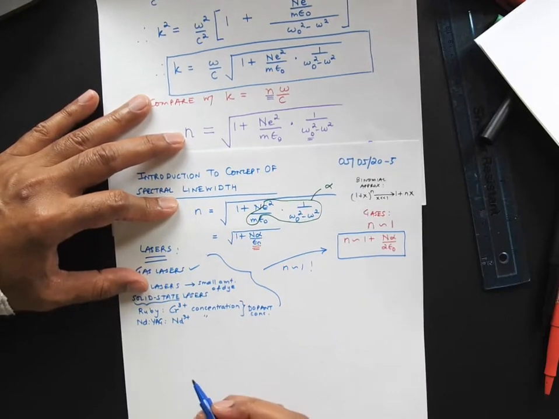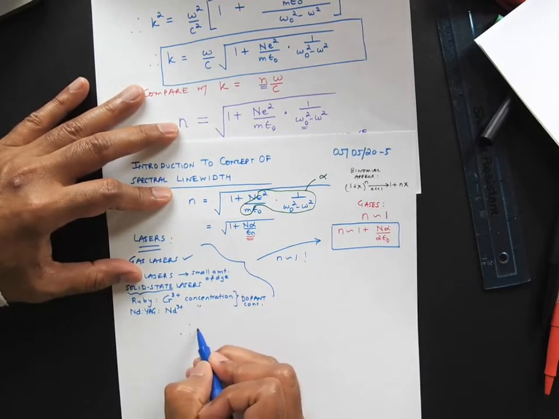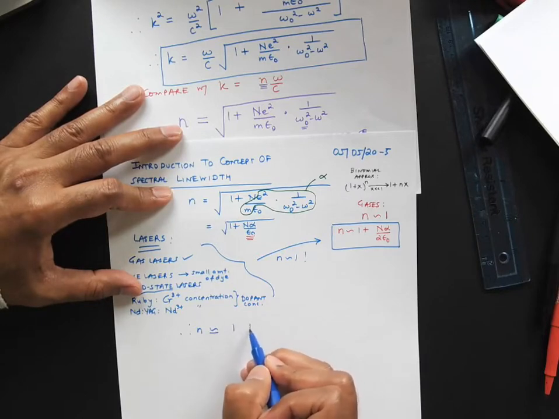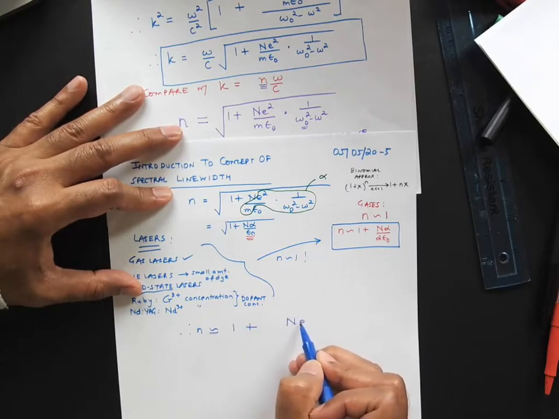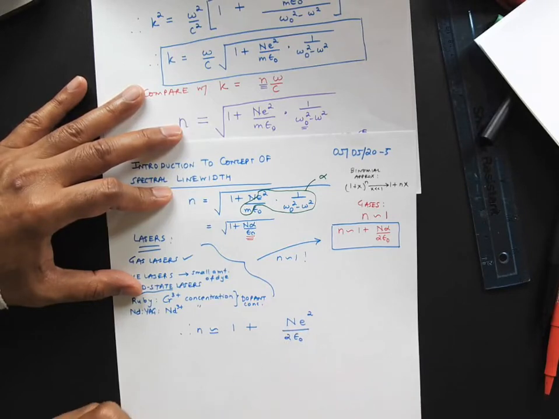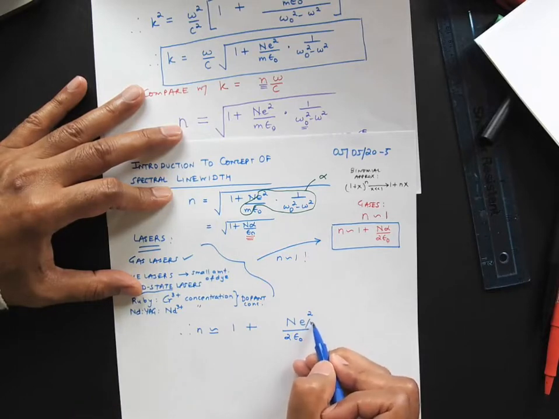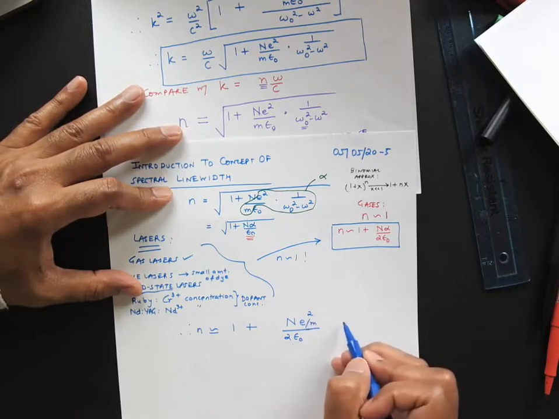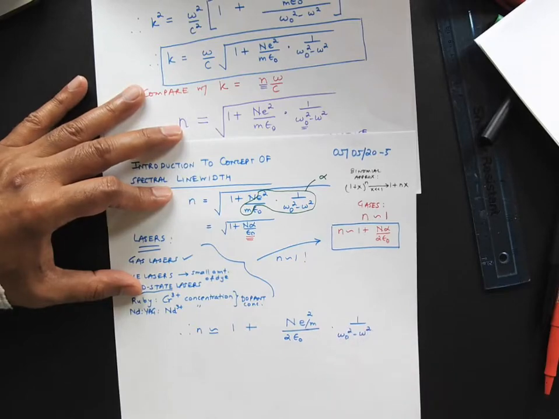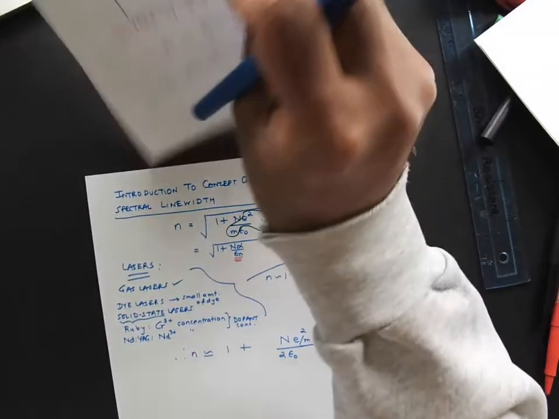And so the refractive index, therefore, is 1 plus n e squared over 2 epsilon naught, and now the square root is gone, and this is easy to plot. So we can plot it. Now let me remove this.